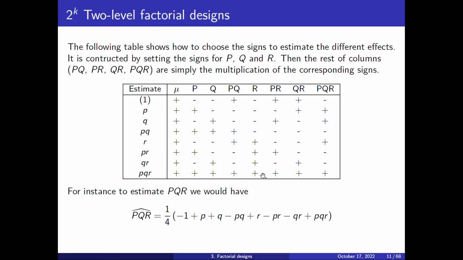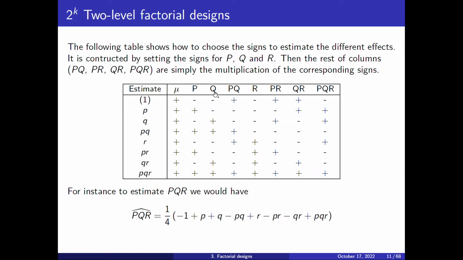So once we have that, we see that it is correct, right? For instance, this one is plus p plus q minus r because it doesn't have r. Now we can multiply these two columns and obtain the column pq. So this is minus minus plus, plus minus minus, minus plus minus, and so on. And we can do the same for all the others. So this is pr, this is qr, and pqr is simply pq times r. So it is plus minus minus, minus minus plus, and so on.